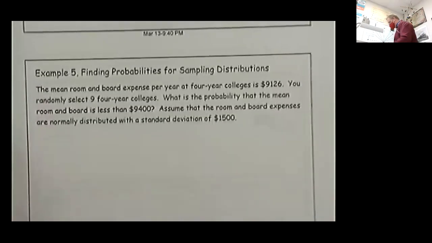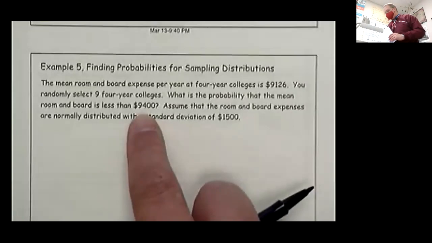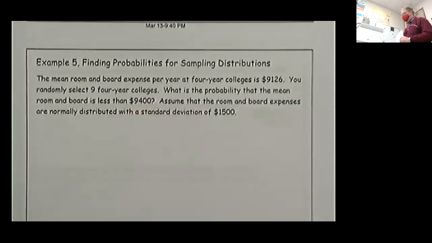Other things we do. So we did between. There's other directions we can go. So now we look at a less than. The mean room and board expense per year at a four-year college is $9,126. You randomly select 9 four-year colleges. What is the probability that the mean room and board is less than $9,400? Assume the room and board expense is normally distributed with a standard deviation of $1,500.